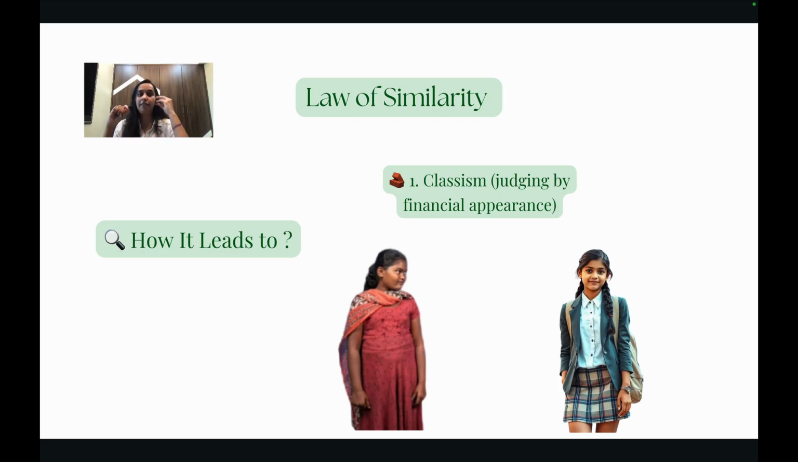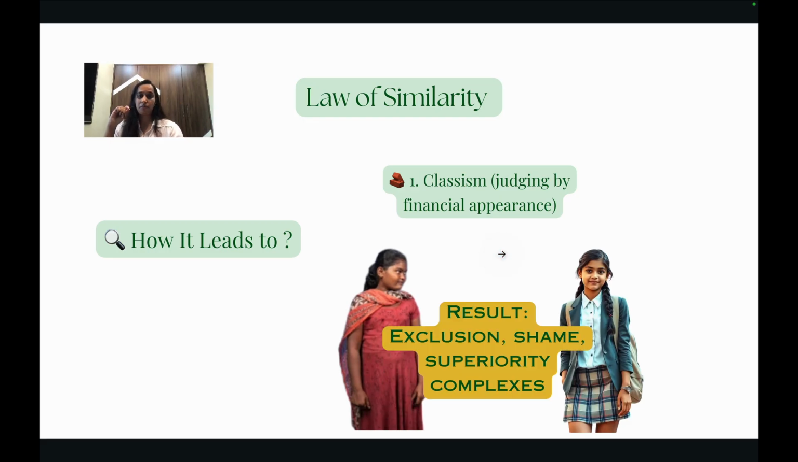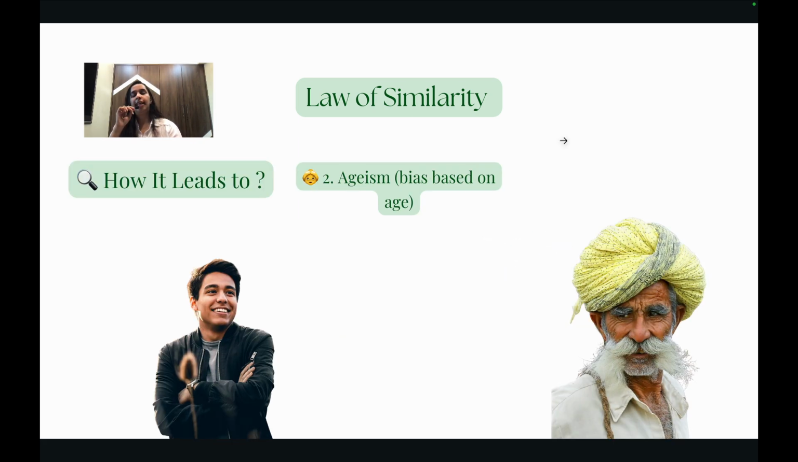It doesn't matter. It's a very quick, efficient decision made by the mind. So, what is the result? We start excluding people. We see them as shame. There are superiority and inferiority complex differences that are made based on the law of similarity. Then, the law of similarity can also lead to ageism, bias based on age.